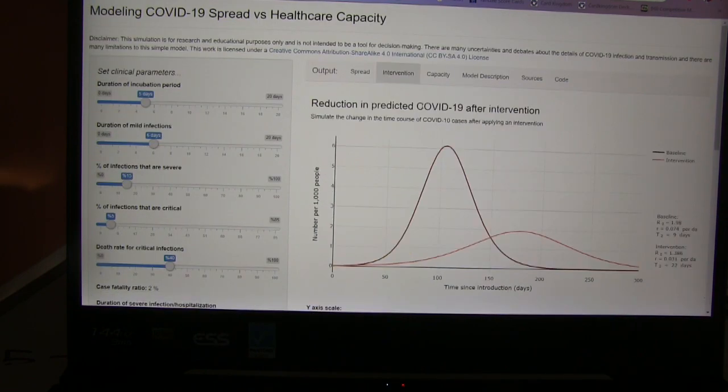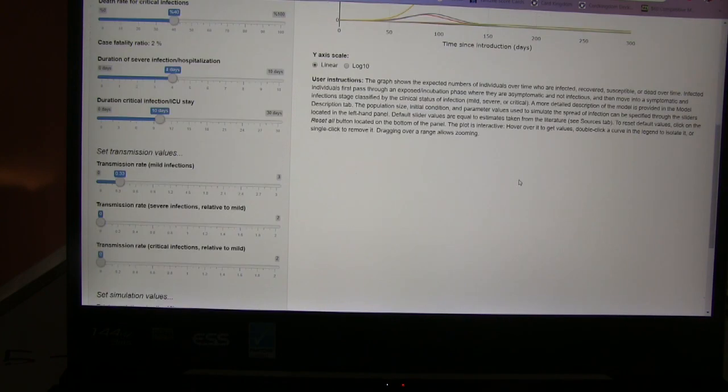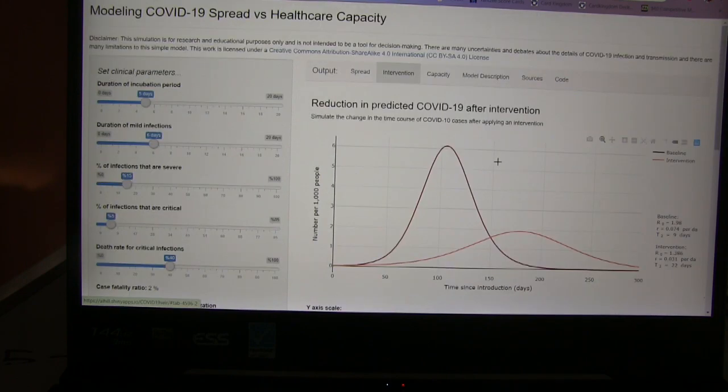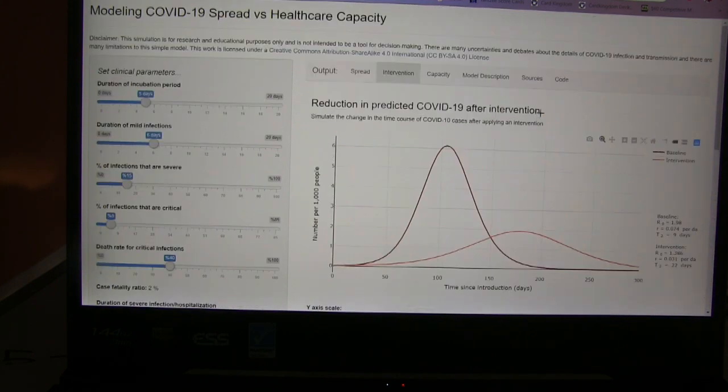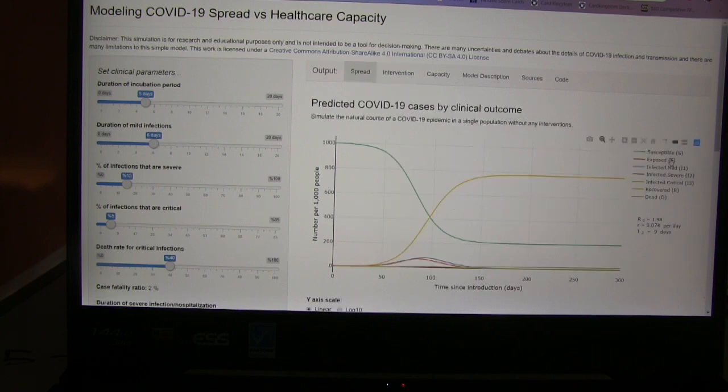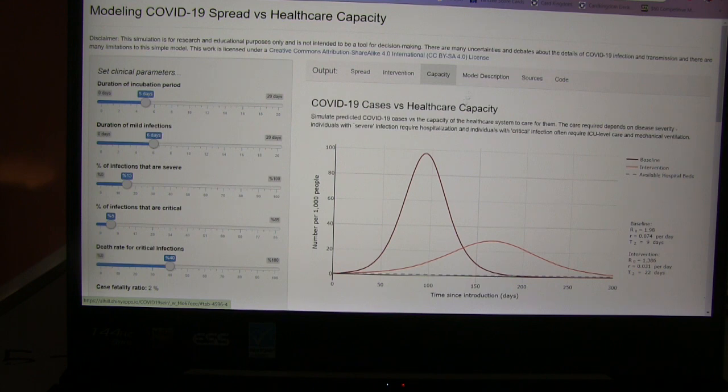Let's see. There's intervention. You can change how the intervention works, like how effective it is. These down here, and then you can model the spread and the type of cases. There are 3 types of cases: mild, severe, and critical. And then this is capacity. This line at the bottom is how much space in the hospital there is, and this is the predicted number of cases. Okay.